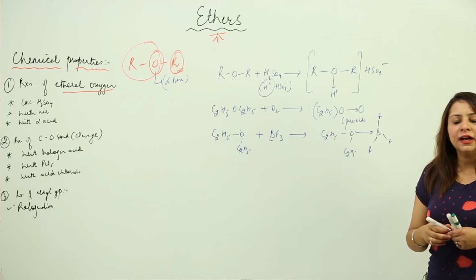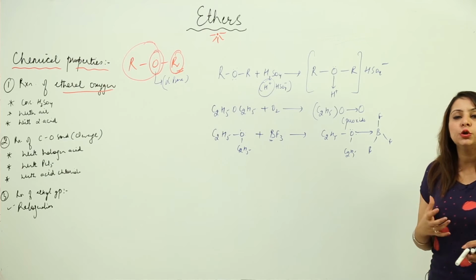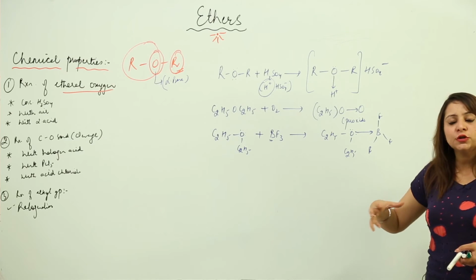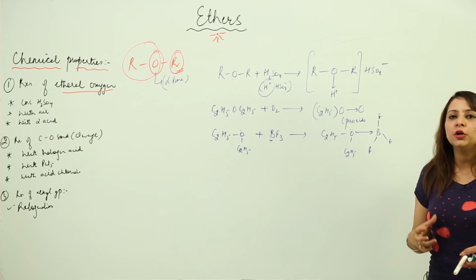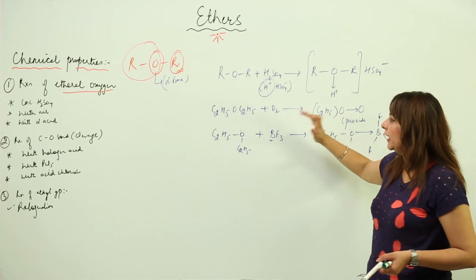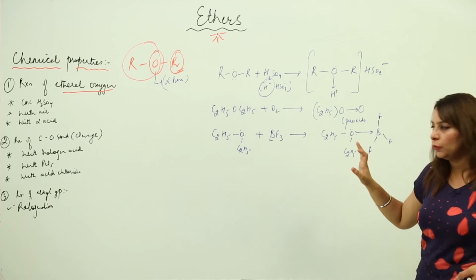There are reactions of the ethereal oxygen because it possesses the lone pair, so it can act as a Lewis base, and it can combine with Lewis acids, that means compounds which are in need of electrons, and form a coordinate bond. I have shown you three reactions: with concentrated sulfuric acid, with oxygen it is forming peroxide, and with BF3 it is also forming a compound.